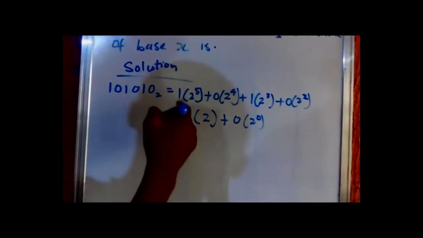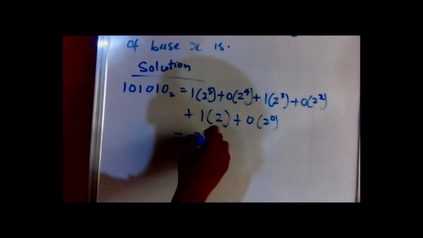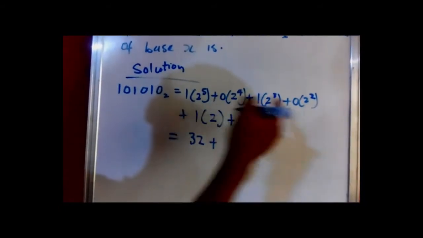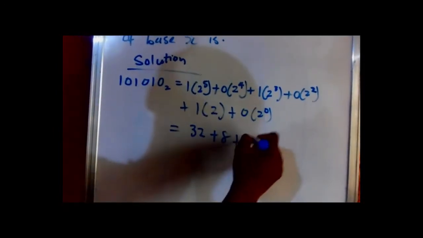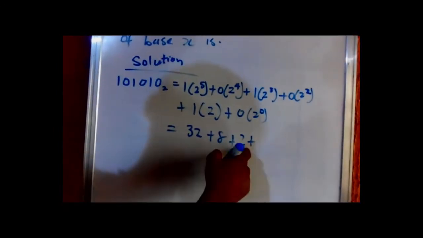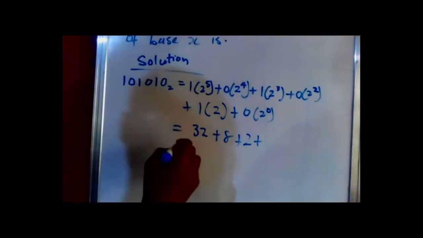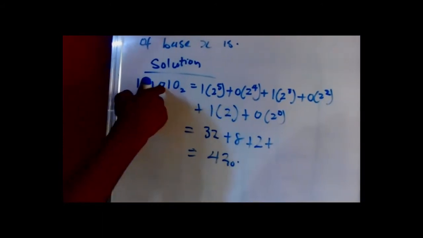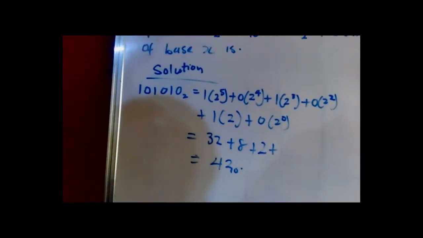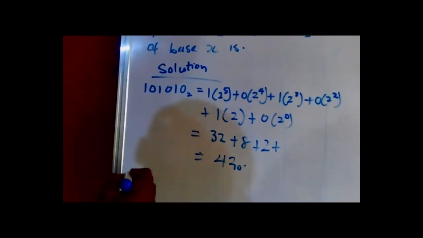So this is equal to 2 raised to power 5 is 32. This is 0. This is 8. This is 0 plus 2, and this is also 0. 8 plus 2 is 10. 32 plus 10 gives me 42 base 10. So which means 101010 base 2 is equal to 42 base 10.